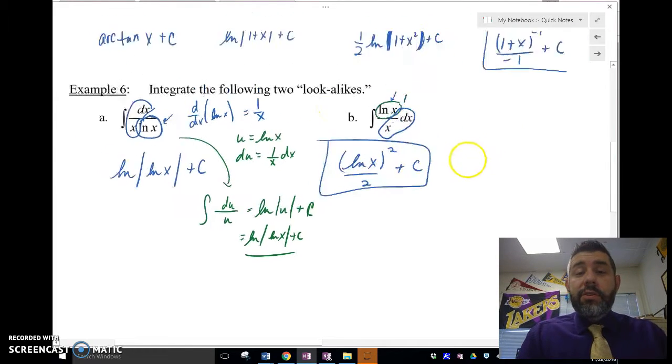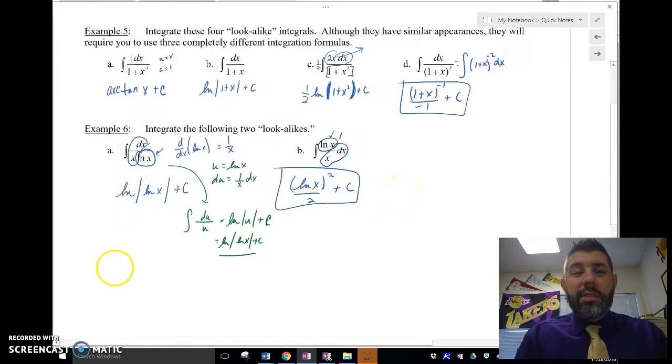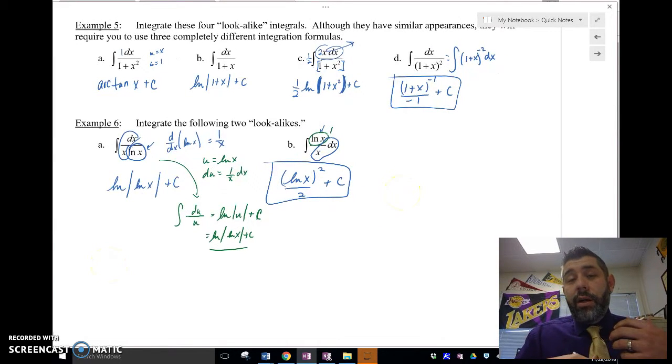All right, so these are just some examples of things that look the same, but really are lookalikes. They look the same, but the process that we use to solve them is different.